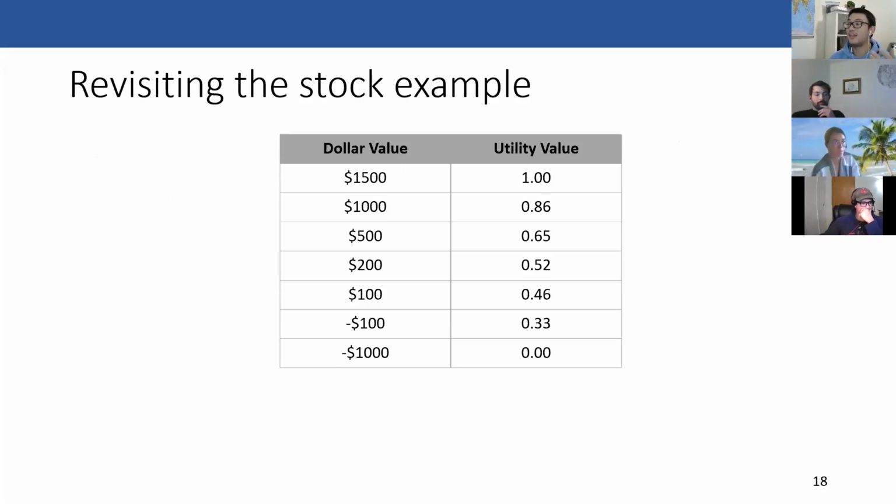And so generally it's nonlinear, and if you're risk averse, it will typically follow this nonlinear pattern where, like I was saying, the money at the end is worth less than the money at the beginning. And you can really easily see that in this example, right? If I go from 1,500 to 1,000, that is $500, and the utility of that $500 is 0.14, right? It's the difference between 1 and 0.86.